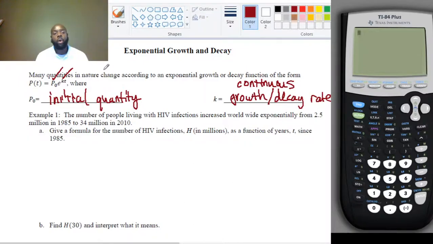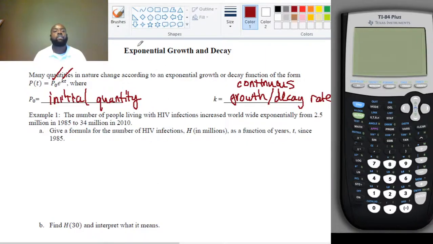And so in example 1, it says the number of people living with HIV infections increased worldwide exponentially from 2.5 million in 1985 to 34 million in 2010. Give a formula for the number of infections, H, which is in millions, as a function of years, which is t, since 1985, right? And so since we're dealing with exponential growth and decay, of course, it started with 2.5 million and it ended with 34 million in 2010.